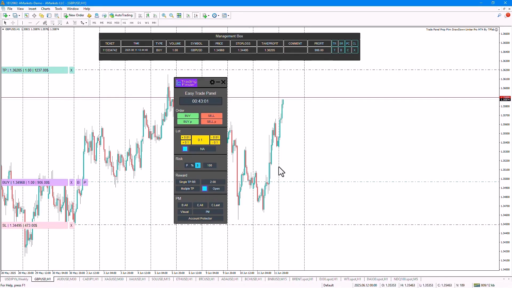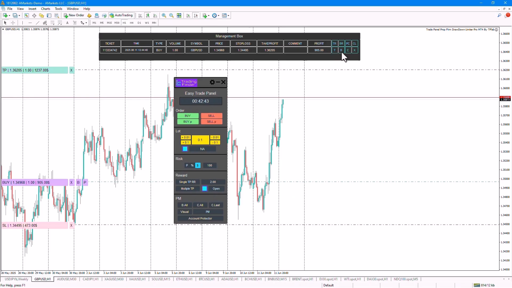To use the break-even and trailing stop options, our trades must already be in profit, and the price must have moved beyond the stop level of the trading symbol in order for us to be able to use these two options.